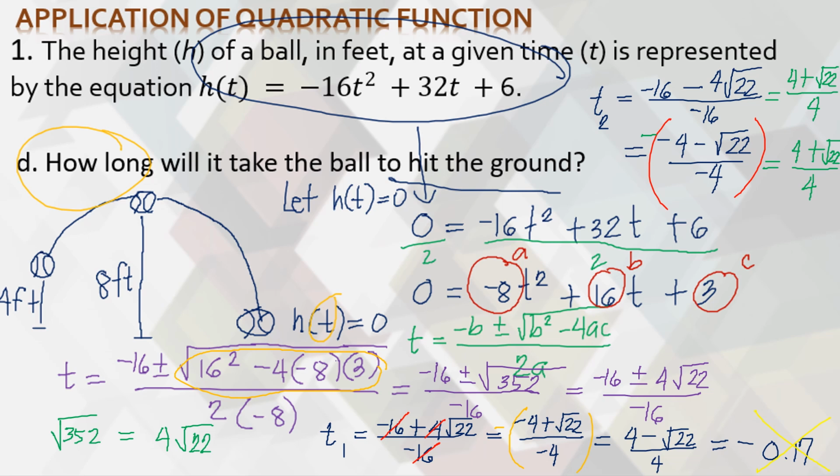And this one is positive. That is approximately 2.17. So, ang ibig sabihin nito, the ball will hit the ground after 2.17 seconds. At the same time, ang 2.17 seconds, ito din yung tagal ng bola sa ere. Ganun siya katagal sa ere. Okay, so the ball is in the air for 2.17 seconds.